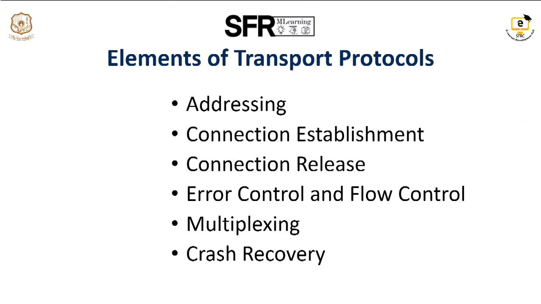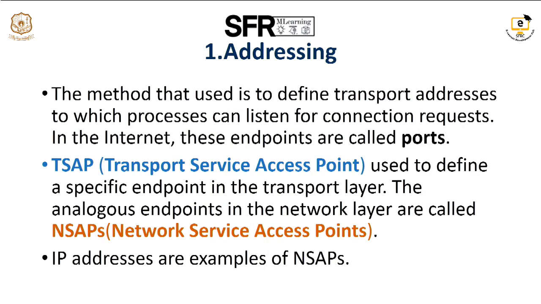Let's see the main elements of transport protocols: addressing, connection establishment, connection release, error control and flow control, multiplexing and crash recovery. First one, addressing. Consider the situation where a user process wishes to set up a connection to a remote application process. It must specify which one to connect to. For that, we define transport addresses to which processes can listen for connection requests.